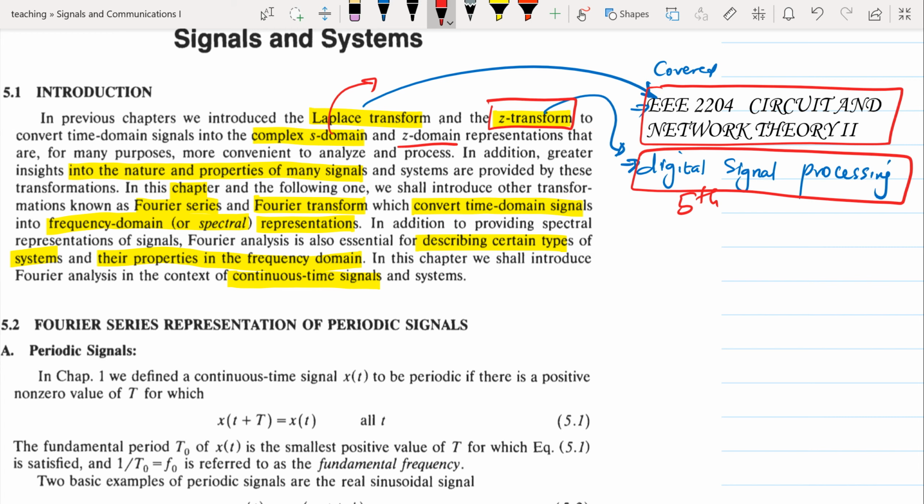So in this chapter, we shall introduce the Fourier analysis in the context of continuous time systems. As I mentioned, the discrete time representation of Fourier transforms is covered in this unit under the title Discrete Fourier Transforms.